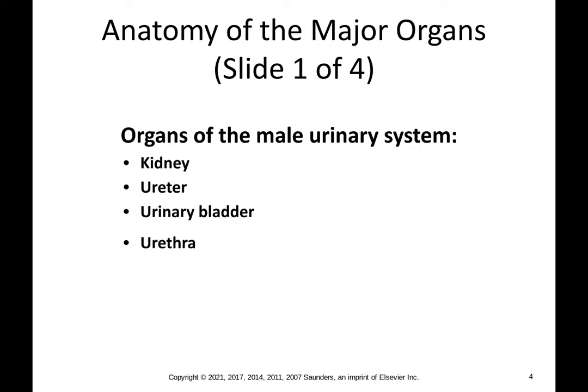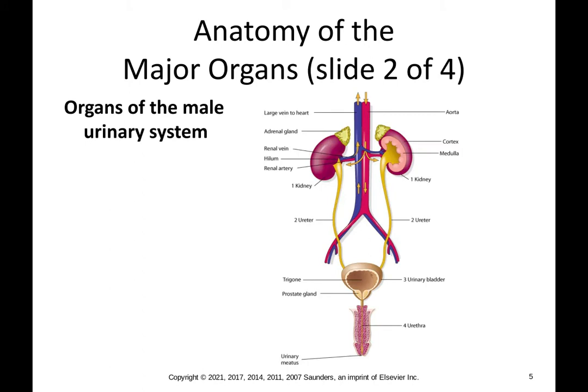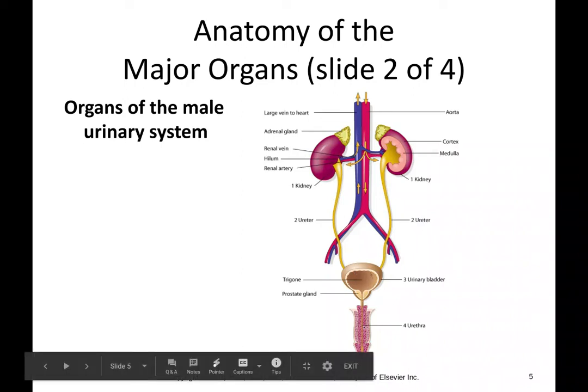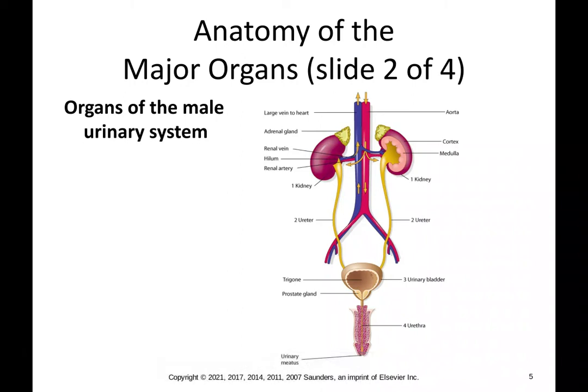So the anatomy of the major organs of the urinary system of a male is the kidney, ureter, urinary bladder, and urethra. So here's an anatomical illustration with the pertinent organs. So you have the kidneys, 2 ureters, 1 out of each kidney, which go to the bladder, and then the urethra, and at the bottom, the urinary meatus, or opening.